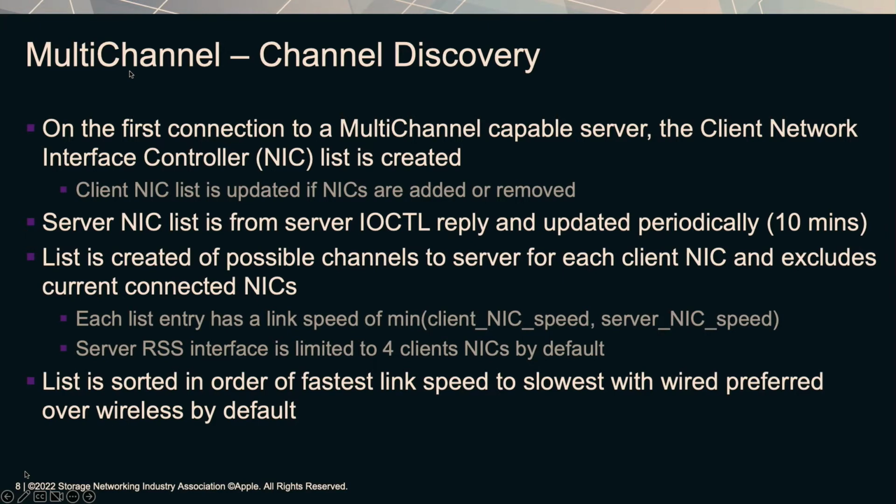We create a third list. And in this list, it's the possible channels to the server for each client NIC. And of course, we exclude the current connected client NIC because you're already connected to the server. Each of these list entries has a link speed, which is the min of either the client NIC speed or the server NIC speed. If the server supports RSS, then by default, we limit it to just 4 client NICs. Okay. This third list is sorted in order of the fastest link speed to the slowest. And by default, we prefer wired over wireless.